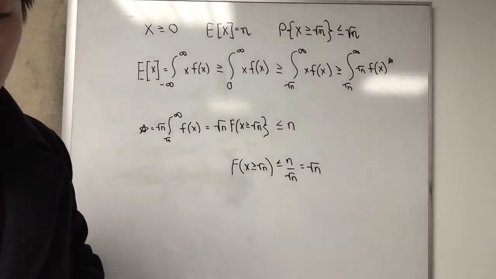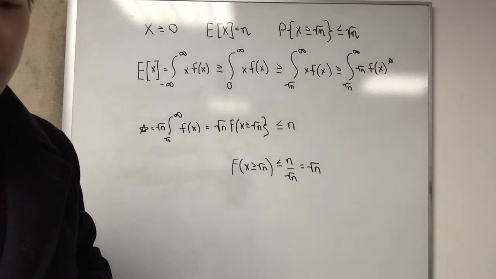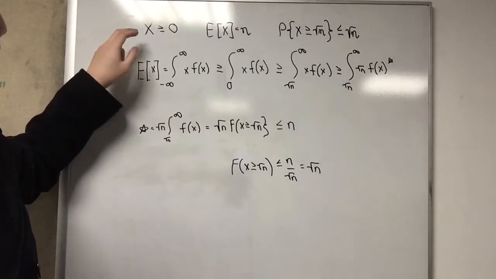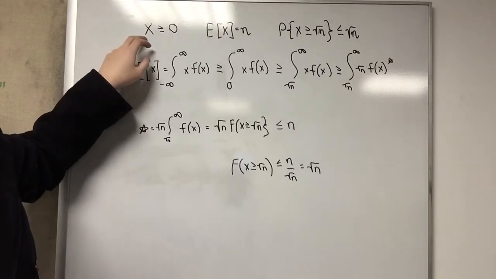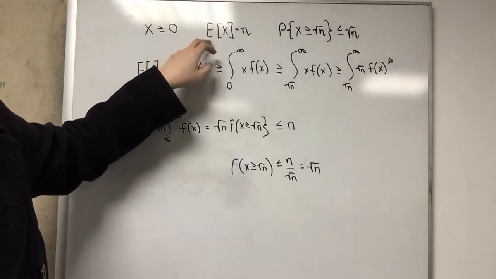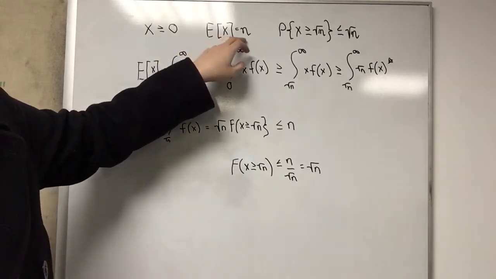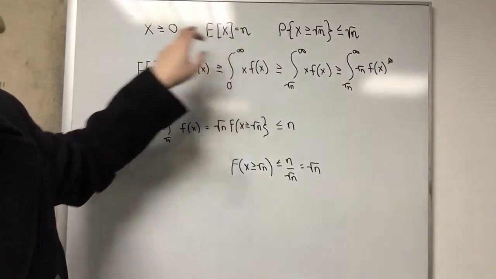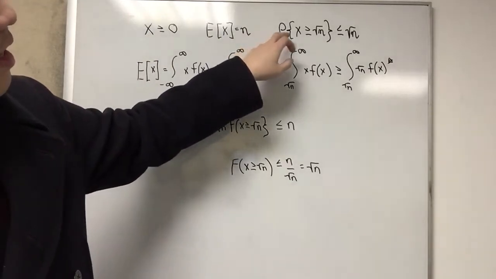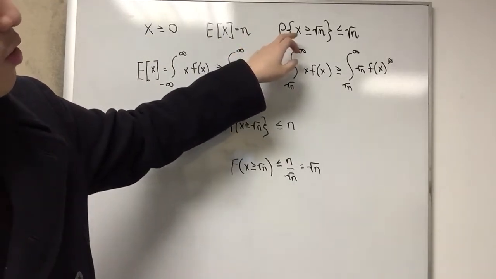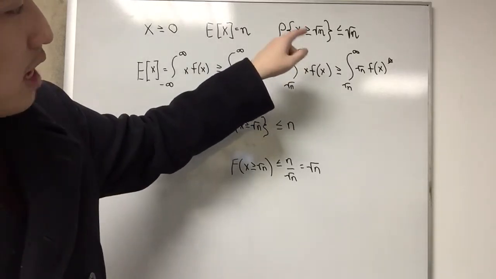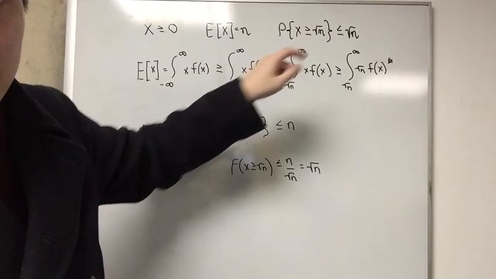So this is homework 4, problem 1. We're given that a random continuous variable x is greater than or equal to 0, and that the expected value of x is equal to n. Given these two, we have to prove that the probability of x being greater than or equal to the square root of n is less than or equal to the square root of n.